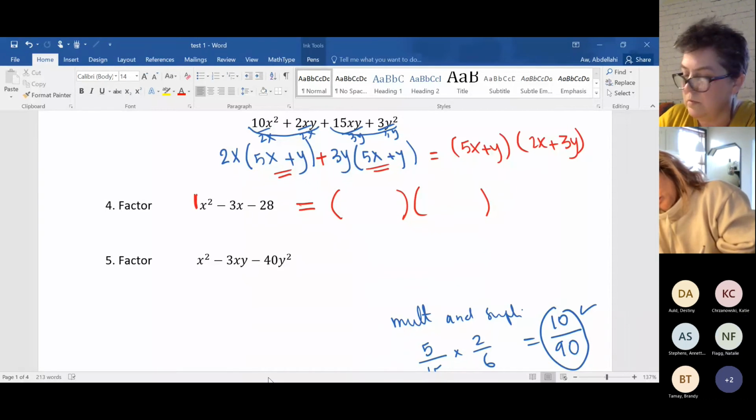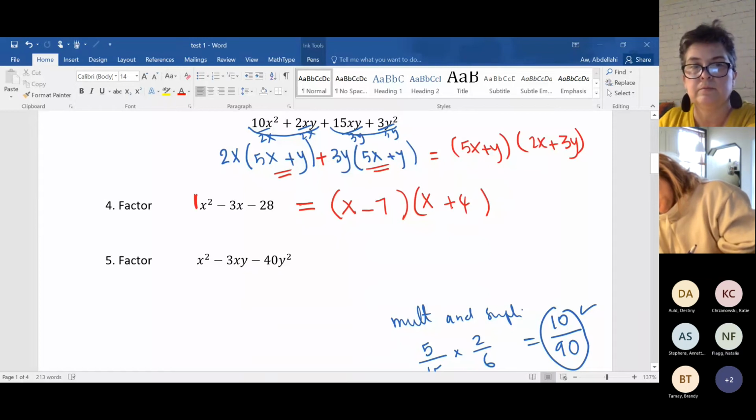28. Everybody agree with that? Do you remember this? Okay, so we're going to put x here, x here, and then we're going to be looking for those 2 numbers. And you just told me those 2 numbers are -7 and +4. It doesn't matter which parenthesis comes first. It's the same thing. All right.